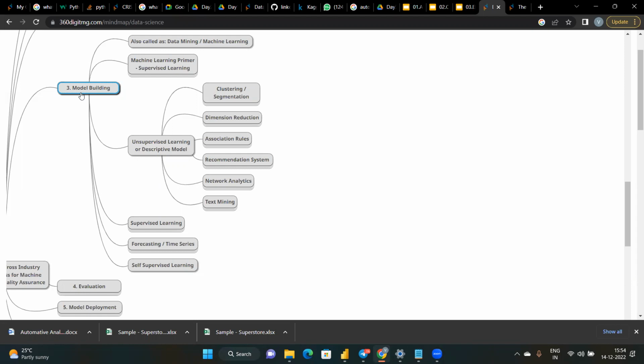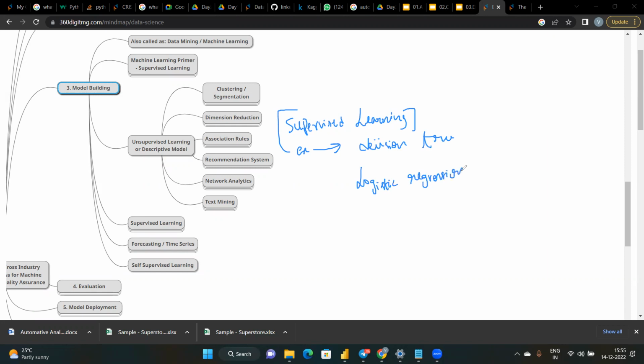If you ask me for examples of supervised learning, the examples are decision tree, logistic regression, linear regression, and SVM, support vector machine. These are the most commonly used examples of supervised learning, guys.